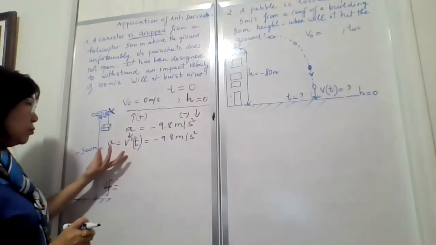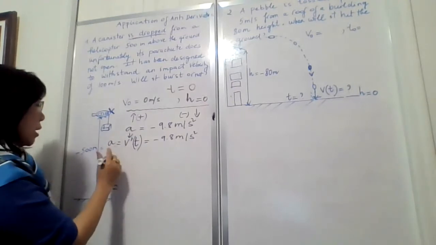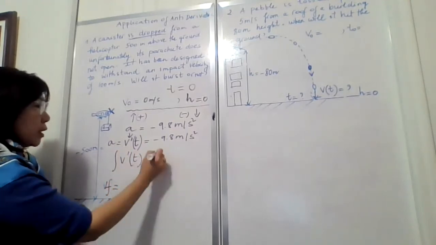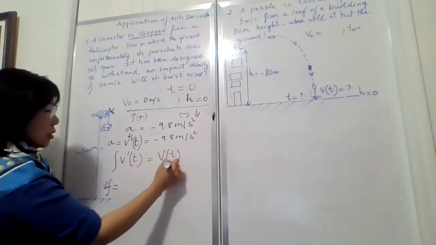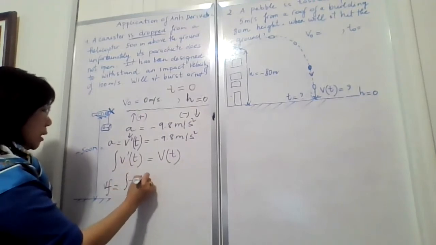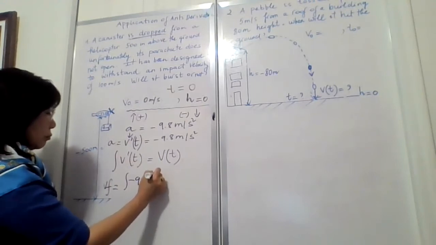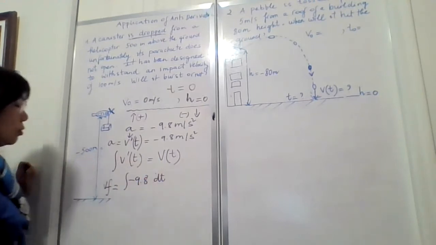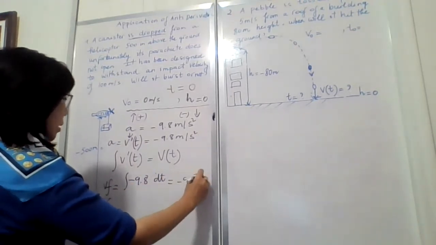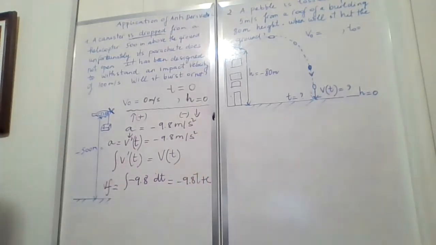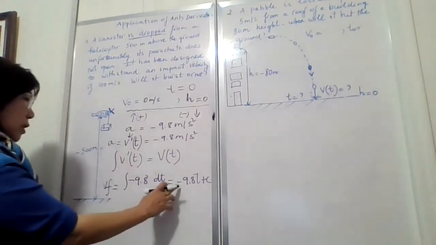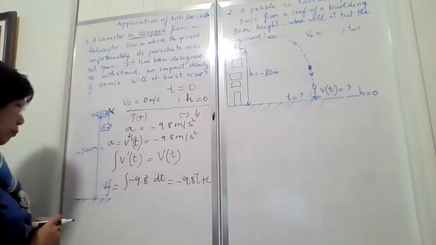So we can do the integration of v'(t). If we do the integration of v'(t), what do we get? We get v(t). And the integration of v'(t) is the integration of minus 9.8 dt, which gives us minus 9.8 t plus c. That's the antiderivative we were practicing before. We know how to do antiderivatives. So that's minus 9.8 t plus c.